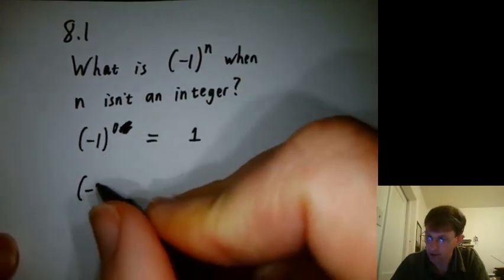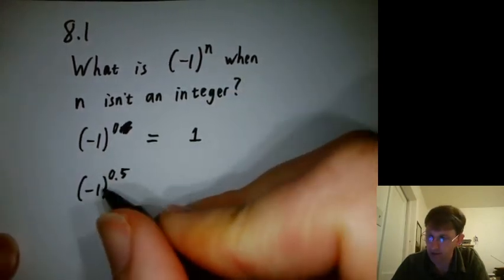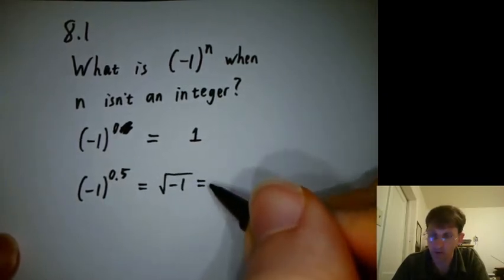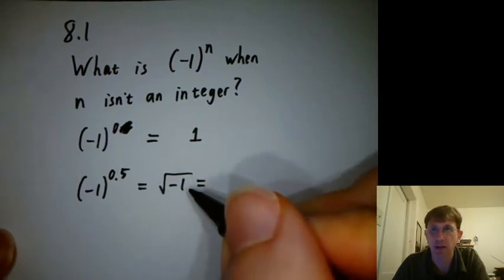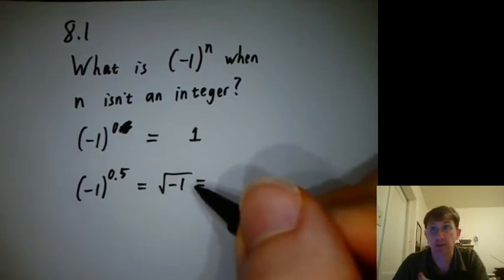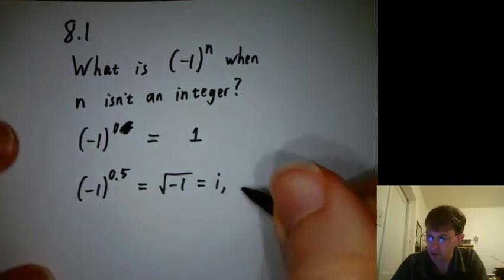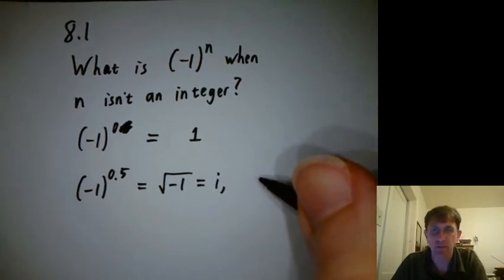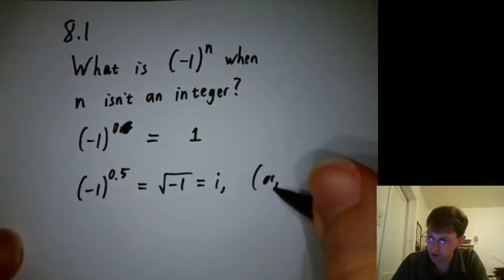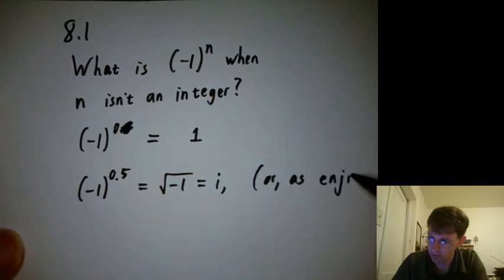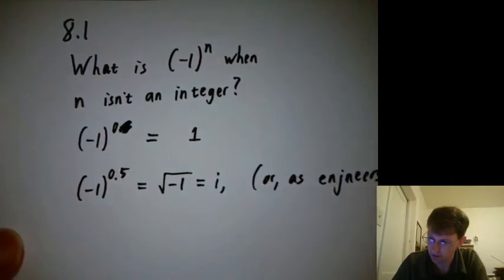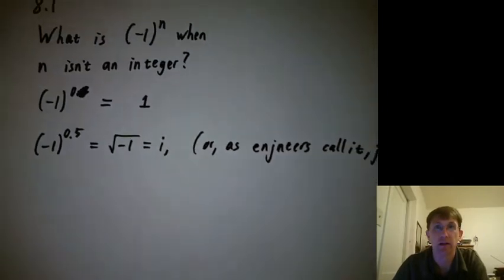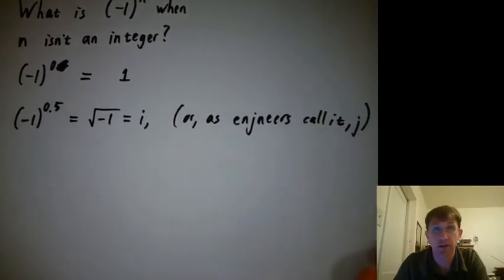And then the first question that the homework asks us about, what is -1 to the 0.5? Well, anything to the 0.5 you can think of as the square root of something. So what's the square root of -1? That's not a real number, but it is an imaginary number. That's i, the imaginary unit number. Engineers sometimes call it j, from what I've heard, because they're already using i for current, I think.